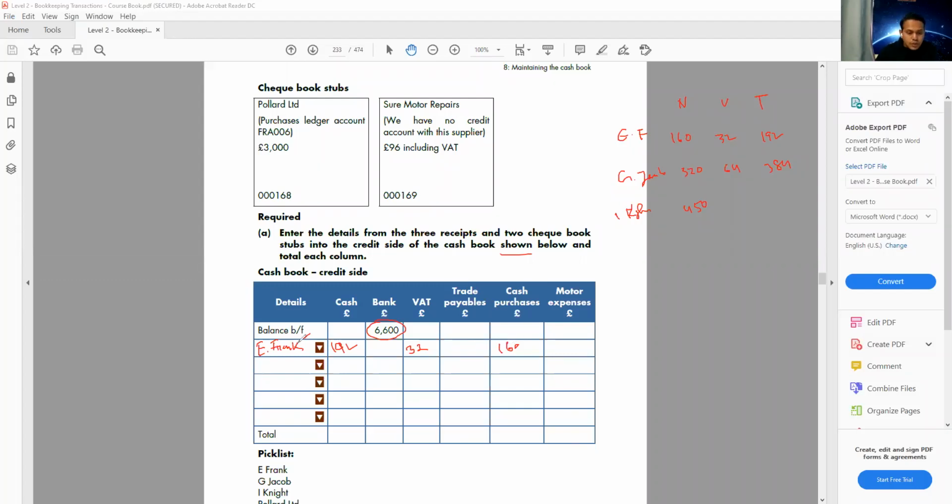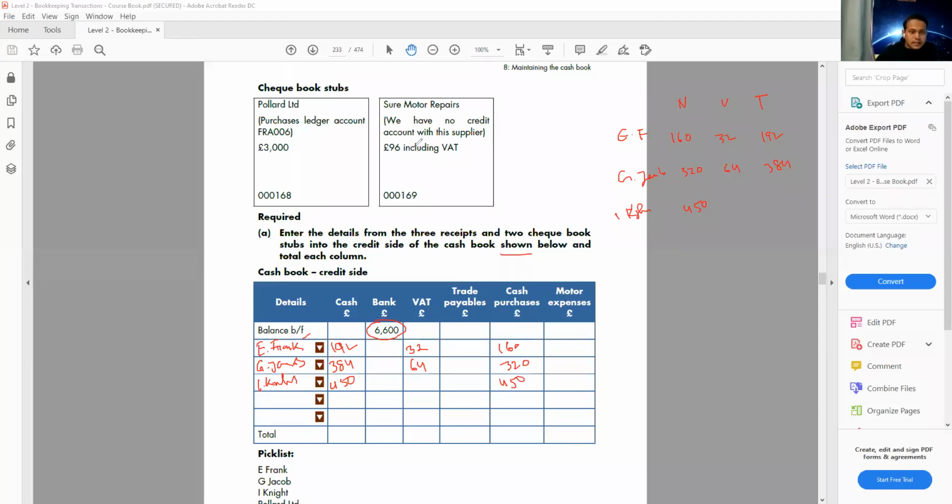The next one we have is G Jacob. And for G Jacob we can see we paid a total of 384. And the VAT is 64. And for the cash purchase, 320. Then I Knight, 450, and this one 450, there is no VAT. The question said there is no VAT. I don't have to worry about the VAT.